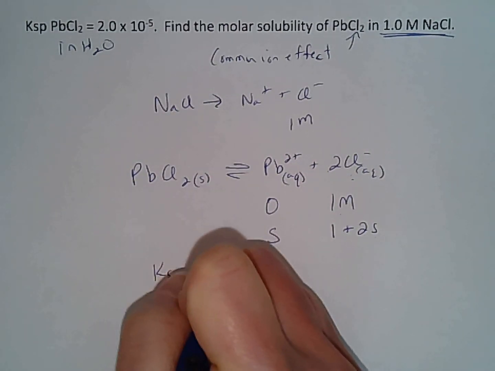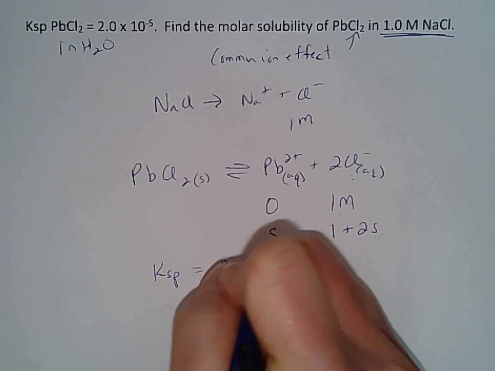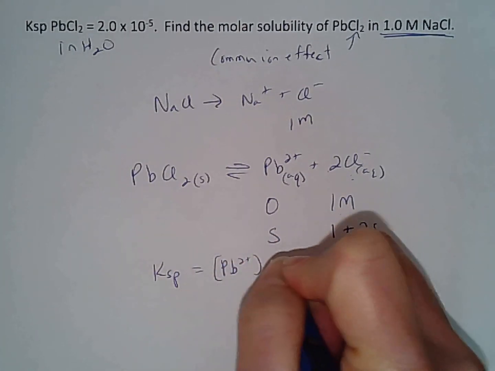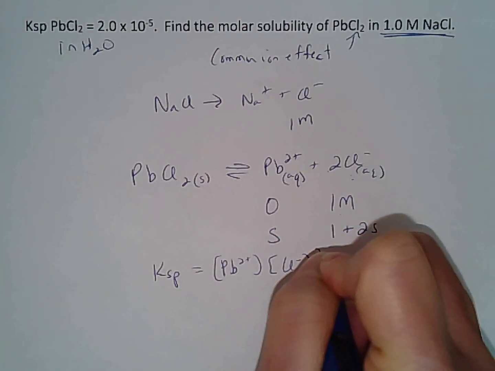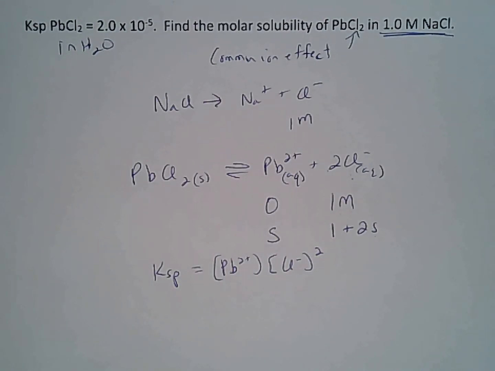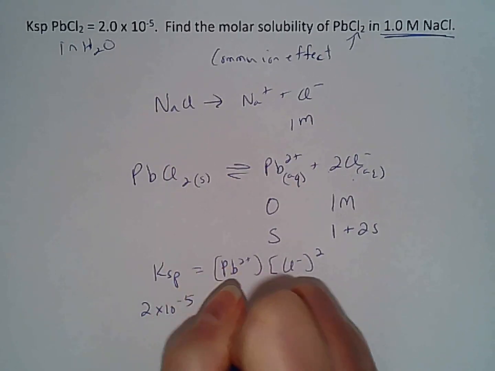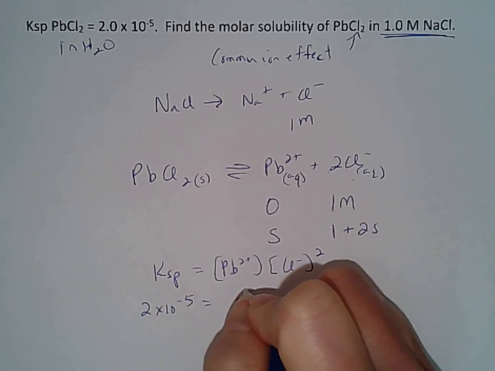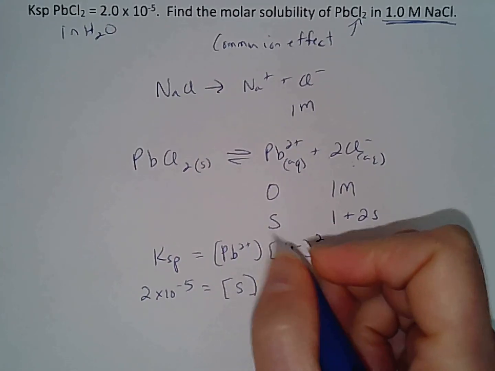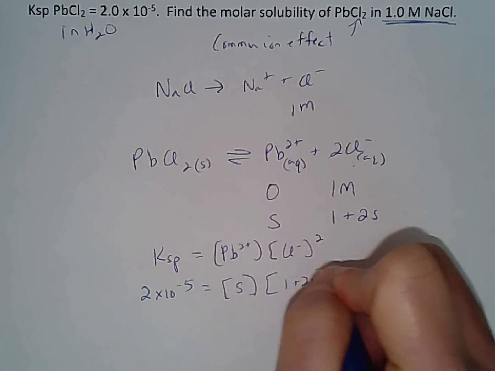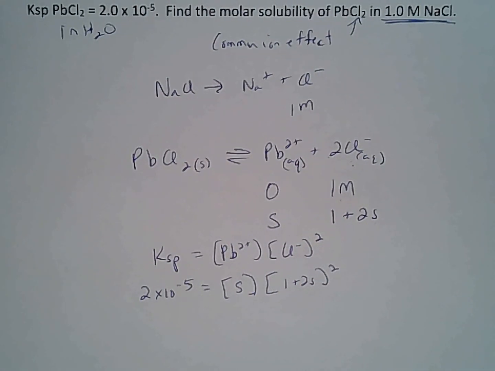So if I have my KSP is equal to my lead ions in brackets, and then chloride in brackets as well to the power of 2. And again, it feels like it's redundant. I'm going to take my KSP, 2 times 10 to the negative 5th is equal to my S times 1 plus 2S squared. Okay.